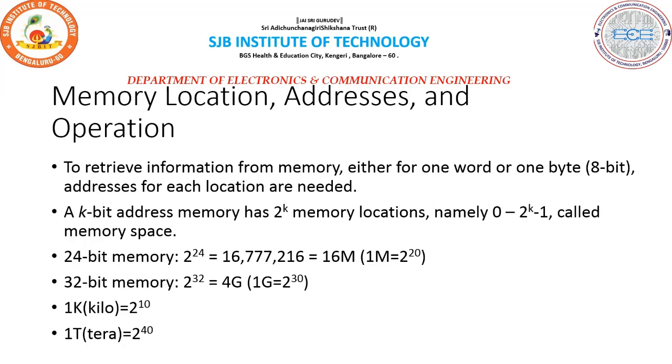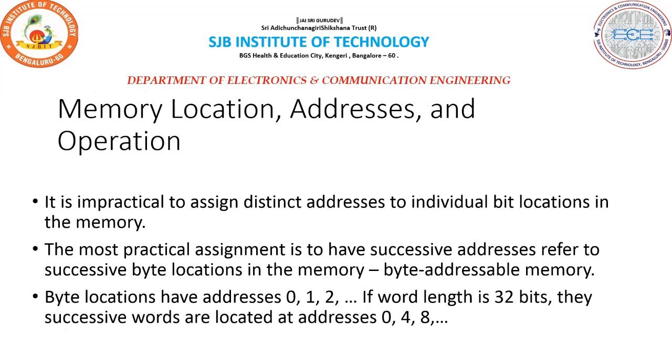To retrieve information from the memory, either one word or one byte, an address for each location is needed. As I mentioned, a k-bit address memory has 2^k memory locations, namely 0 to 2^k minus 1, which is called the memory space. So a 24-bit address, 2^24, is 16 megabytes of memory. 2^20 is 1 mega, 2^32 is 4 giga, and 2^30 is 1 giga.